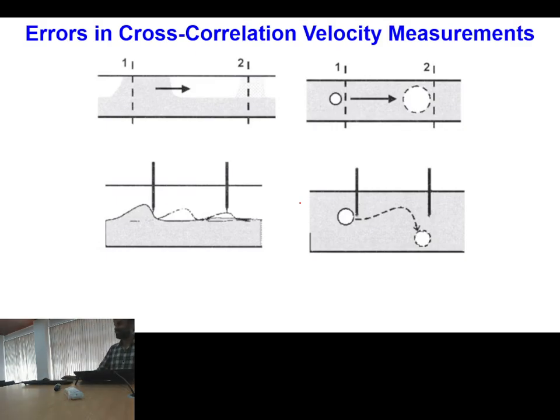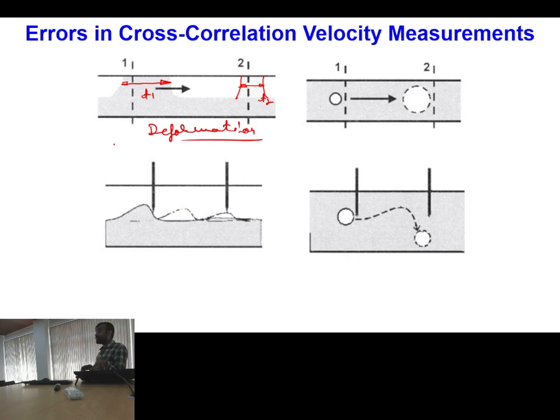Now there are possibilities of errors in cross correlation velocity measurement. First point is what he just mentioned, deformation of the interface. Here you can see at location 1 this slug was that big, but at location 2 the slug is only this small, considering that this photo is at T1 and this photo of the slug is at some time T2. So the deformation of the interface has taken place.